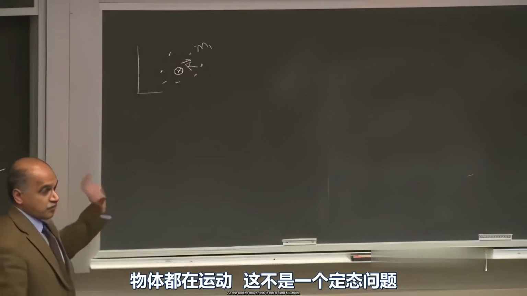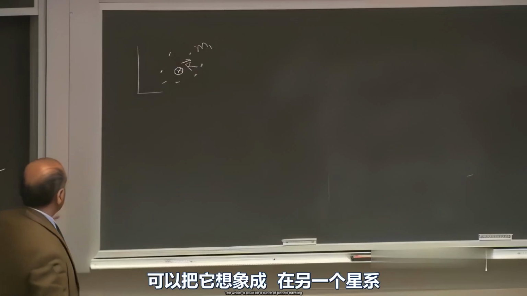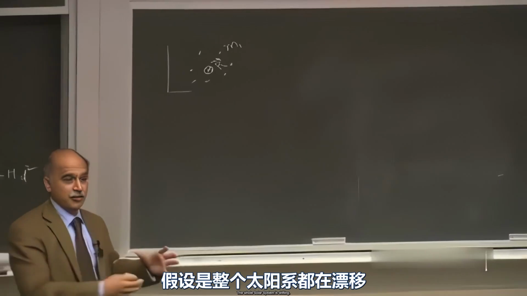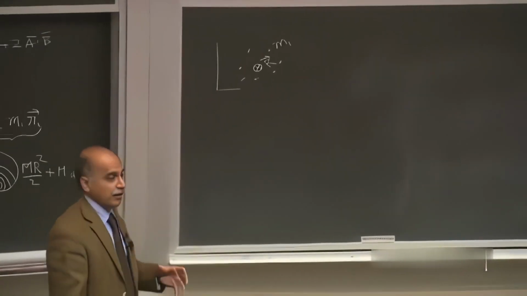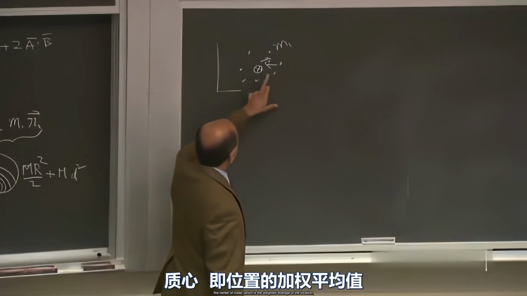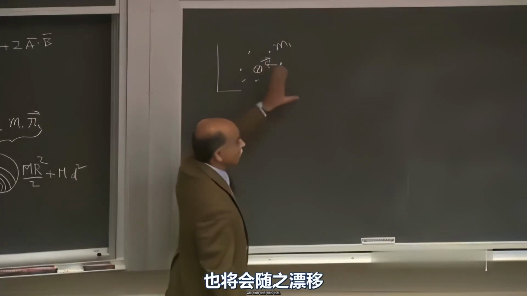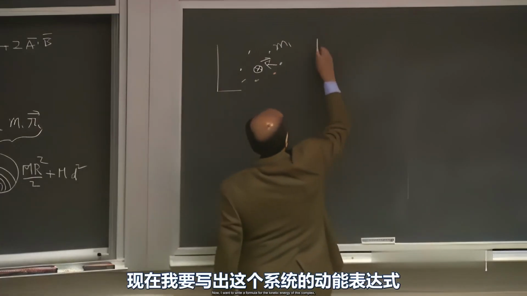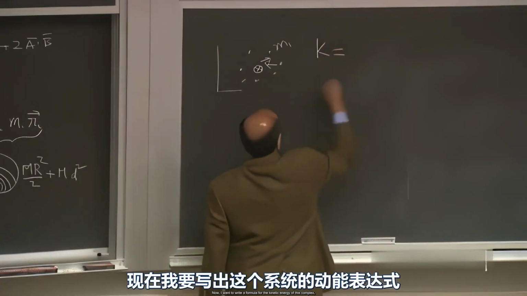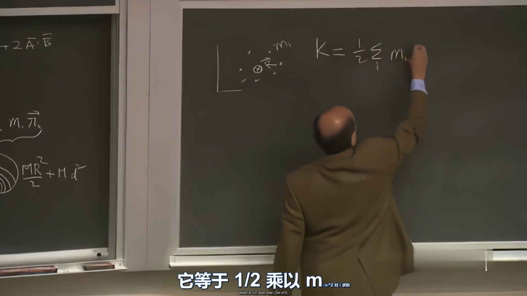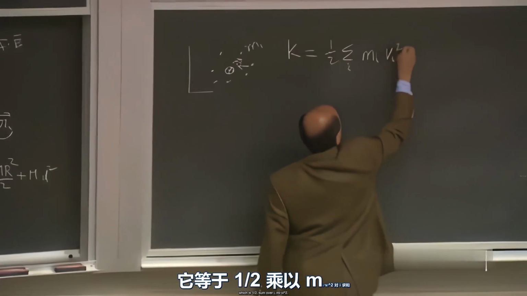As the bodies move, this is not a fixed situation. It could be a bunch of planets traveling, as seen by another galaxy. The whole solar system is drifting. Then, as the whole thing is drifting, their center of mass, which is the weighted average of their locations, will also drift with that. Now, I want to write a formula for the kinetic energy of this complex, which is 1/2 sum over i mi vi squared.